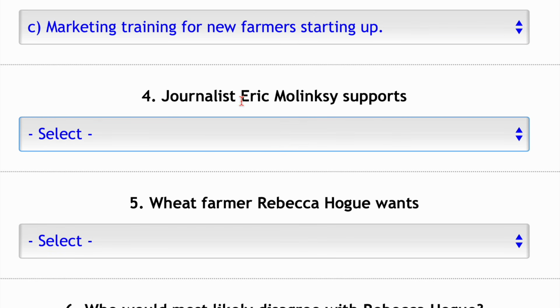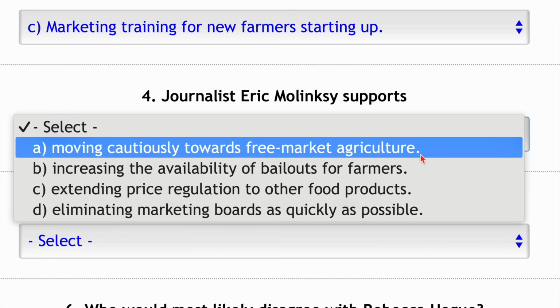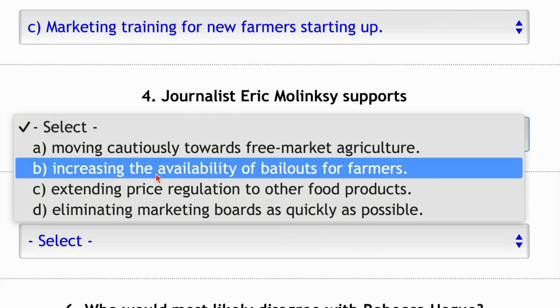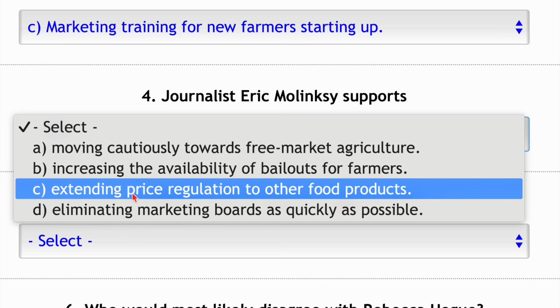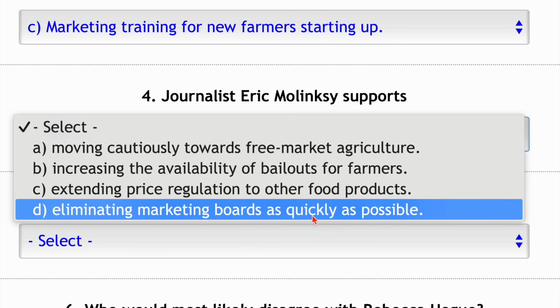Let's move on to number 4. Journalist Eric Molinsky supports moving cautiously towards free market agriculture. I think Molinsky supported increasing the availability of bailouts for farmers. Bailouts are when the government steps in and provides funding to keep businesses going. Extending price regulation to other food products, so controlling the cost of other food products, or eliminating marketing boards as quickly as possible.